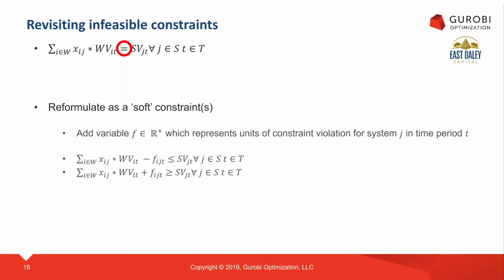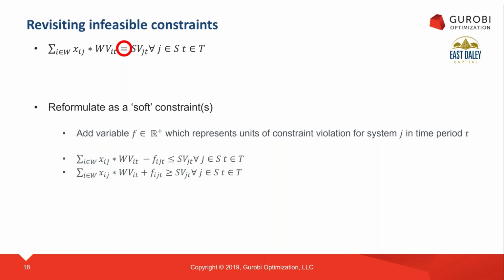So these two constraints are identical except for two things. We're now saying that the sum of the well volumes allocated to that system minus the fit violation has to be less than or equal to the system volume. So what that's saying is if the well volumes is greater than the system volumes, you can subtract off some of that fit to get it back down into where it needs to be. And then we've measured what the constraint violation was from being over.